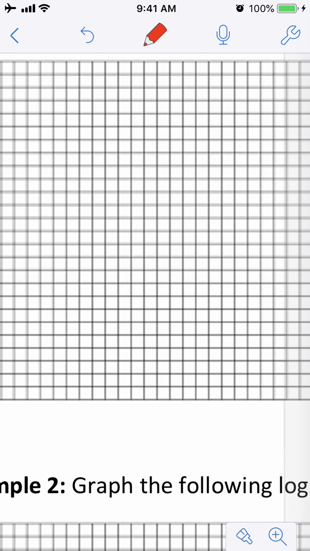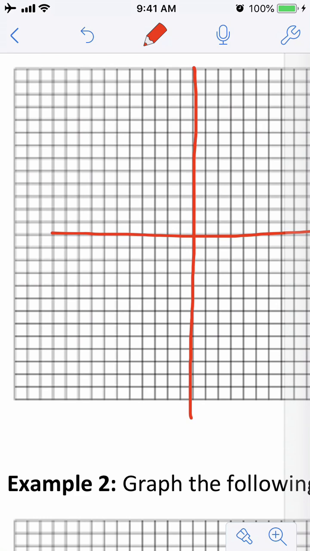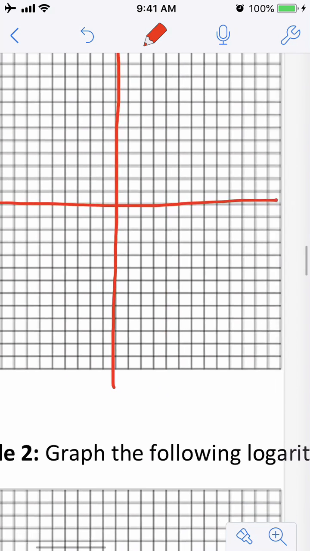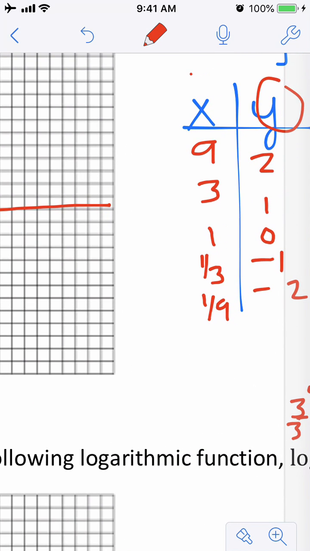Okay, hold on. Next time I make these notes, I'm just going to put in ones with axes. Good enough.